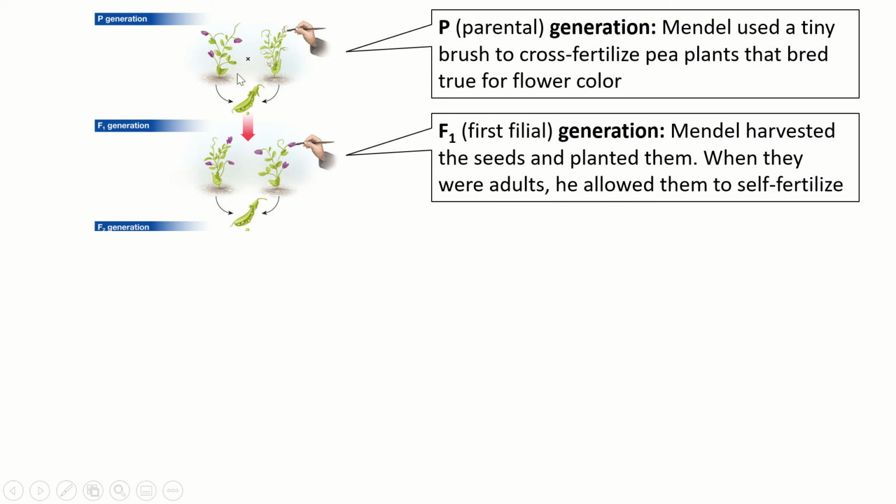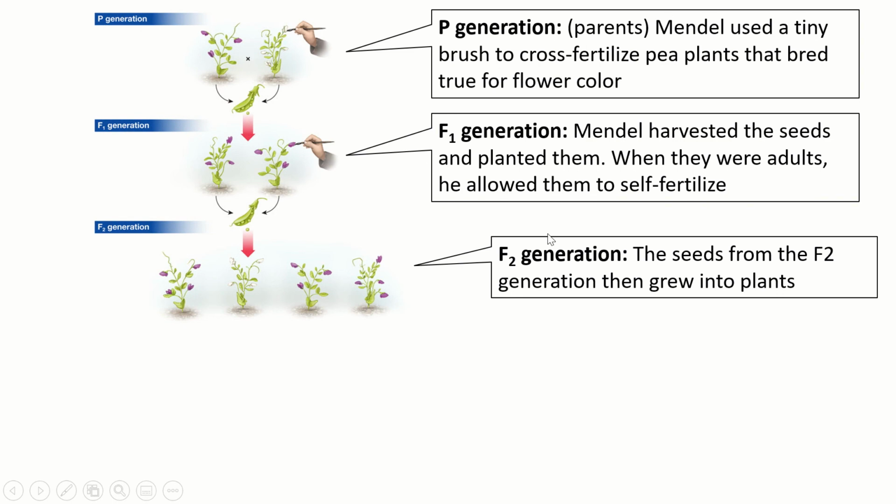And what he found was when he crossed purple and white flowers, all the offspring were purple. And he said, aha, there's something about purple that overshadows the white, or is dominant to the white. Then he raised the F1 generation and he allowed them to self-fertilize, or he cross-fertilized them with each other, with themselves, sorry. And he raised their offspring. Their offspring then were the F2 generation. And the F2 generation, he found, had a ratio of 3 purple flowers to 1 white flower.